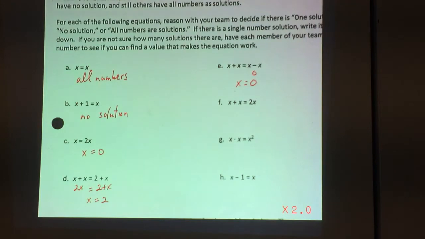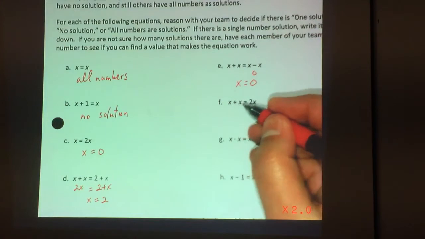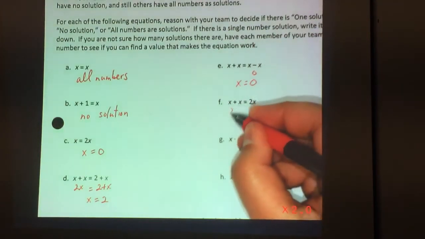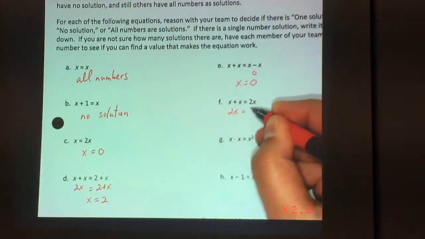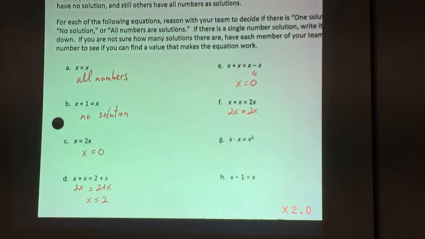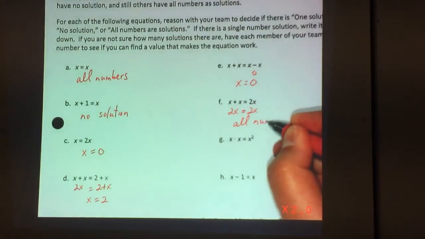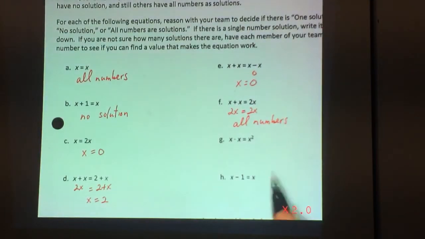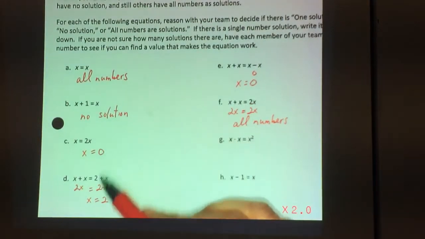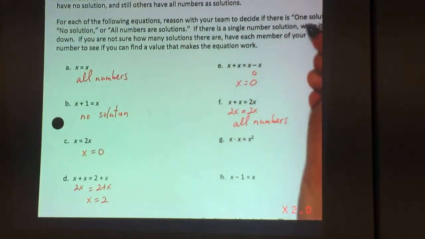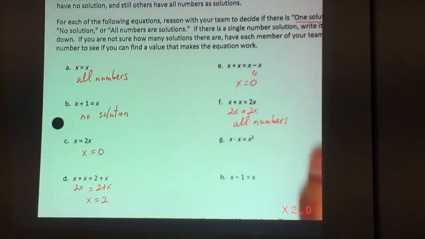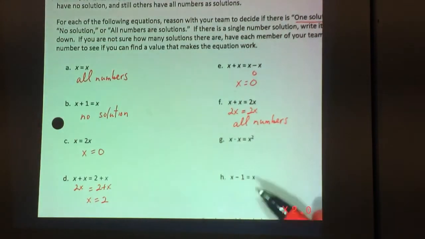Okay. Let's clean up for F, the left-hand side. What's x plus x? No, it is not x squared. It is 2x. And over here, I have 2x. Do I have the same thing on the left as I do on the right? Why, yes, I do. So guess which one this one is? It is all numbers. By the way, the ones for E, C, and D, those are one solution because in the directions it said if it had one solution, you need to put what those are.